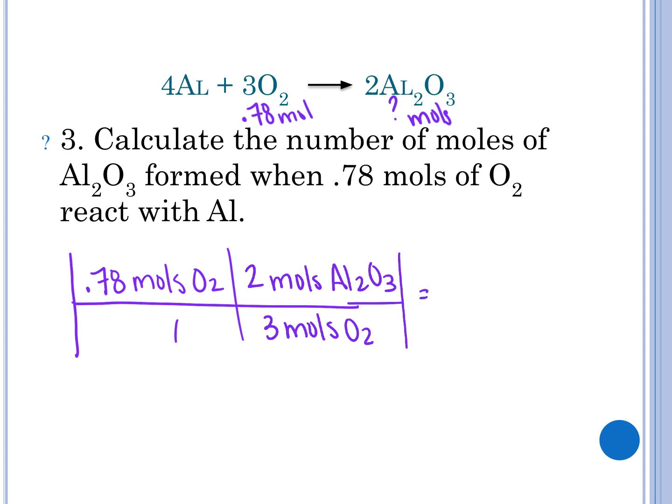Okay, when you calculate, what are you getting for your final answer? 0.52. Okay, 0.52 moles Al2O3. Good.